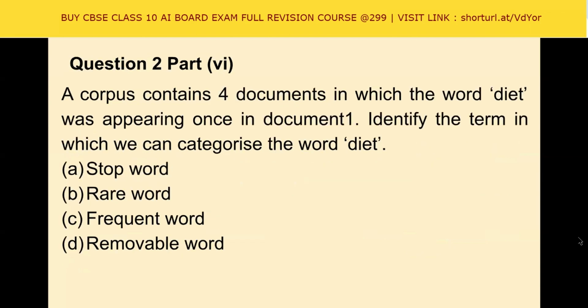Now, you have a corpus which contains four documents, in which the word diet appears once in a document. So identify the term by which we can categorize the word diet. Now see, there are four documents and it is appearing only once.